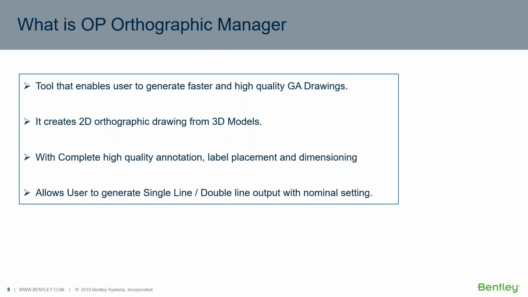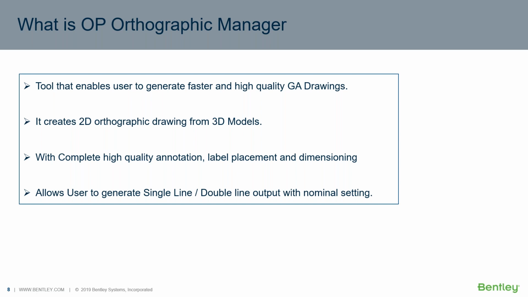Why do we create 3D? Before we generate the orthographic GA drawing, we make sure it has no clashes and no problems, and only then do we create GA drawings, with complete high quality annotation and label placement. Because you handle a large amount of data, the number of pipelines in your area or plant unit, the number of pipes, equipment and instruments would be large.